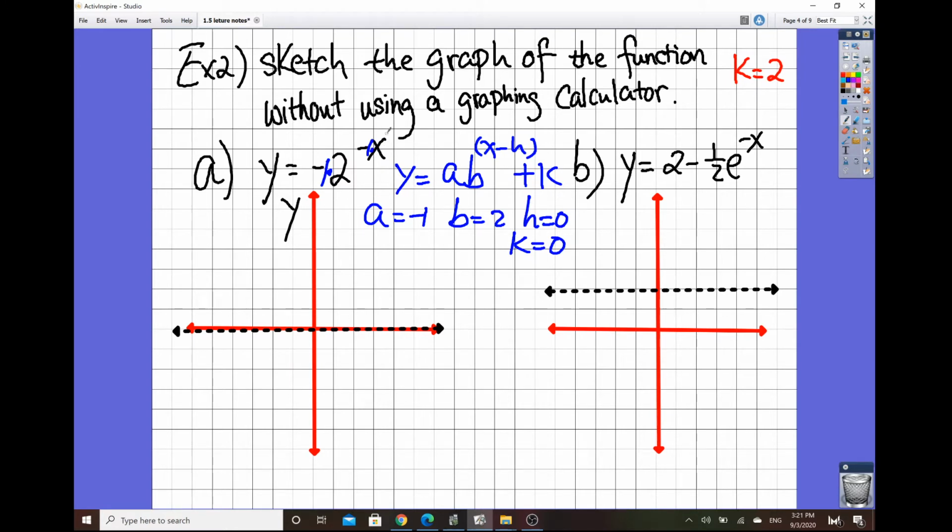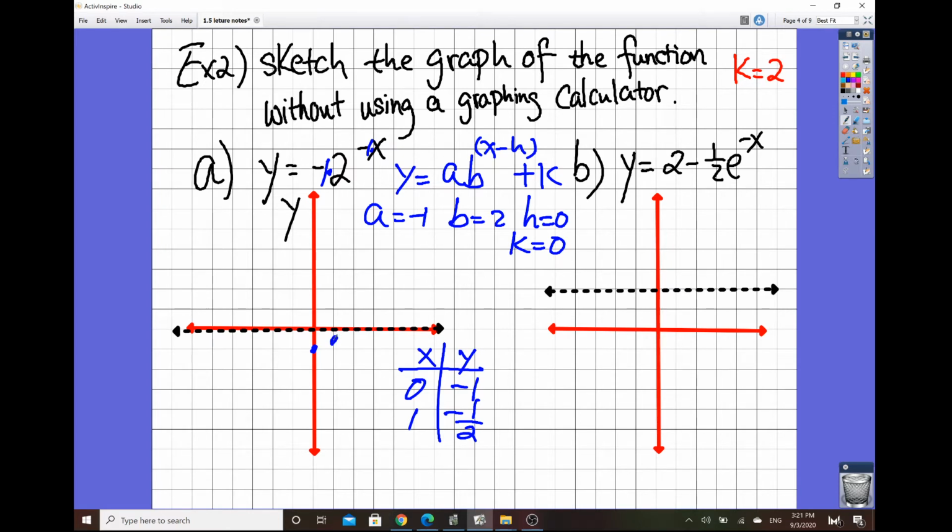So in order to take care of the reflection, we want to set up the xy table. You can choose any number you want. I started off with 0, an easy number. 2 to the power of 0 is 1. But don't forget the -1 right in front of it. So -1 times 1 is -1. So 0, -1. Now I want to put in 1. 2 to the power of -1 is 1/2, and there's a negative right in front of it, so it's -1/2. So 1, -1/2.